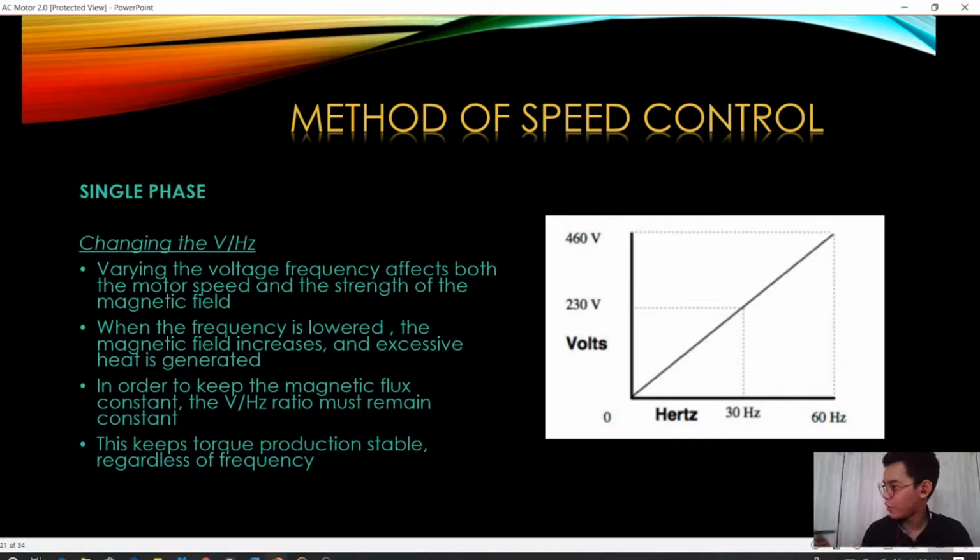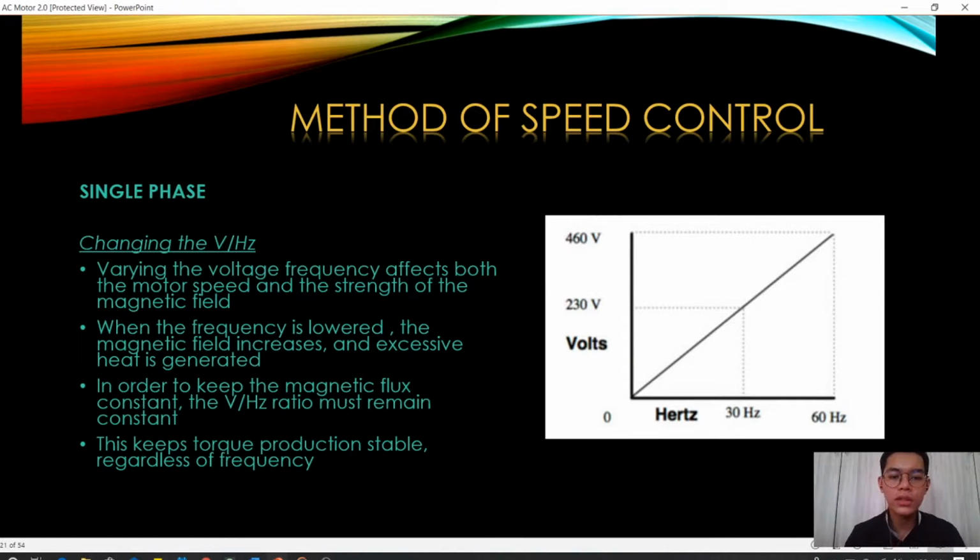Okay, hello everybody. I am Muhammad Hafizi Mekaniza, and this is my topic of the presentation: the method of speed control for the single phase, 2-phase and 3-phase AC induction motor. Okay, for the speed control of the single phase, there are many methods, but for this presentation I will only be going to present the method by changing the voltage frequency.